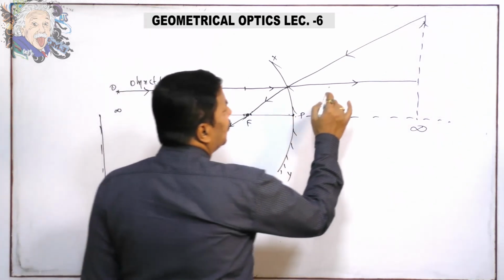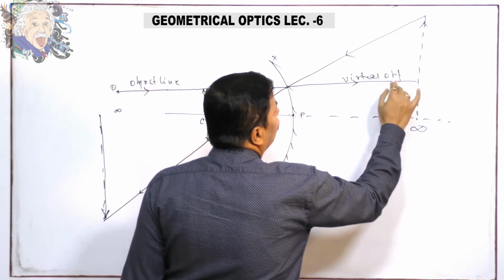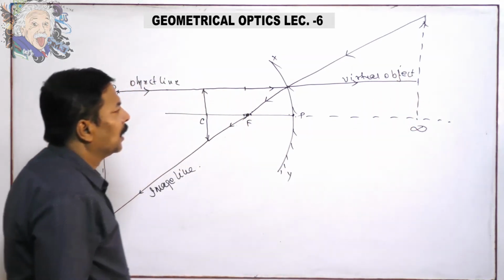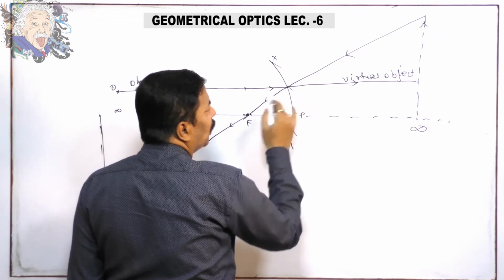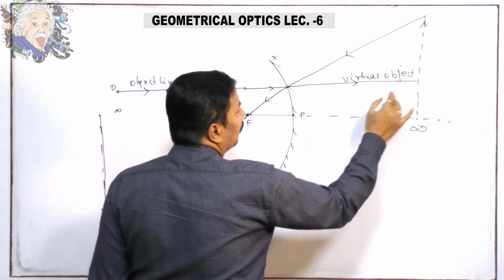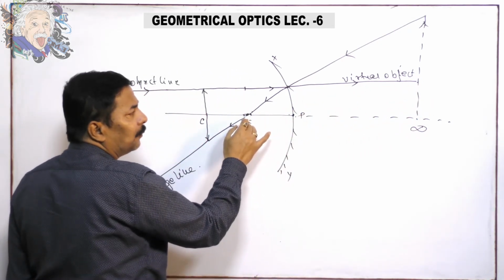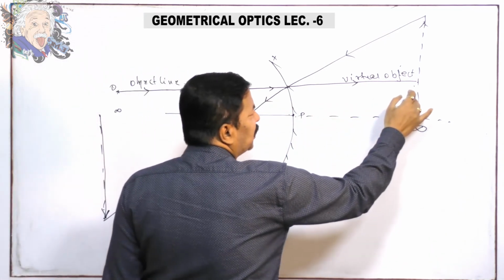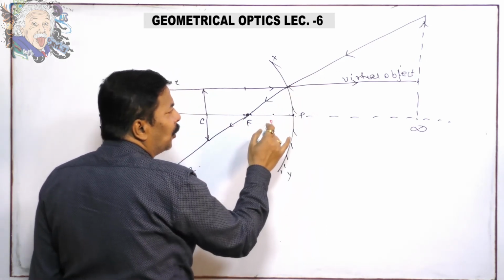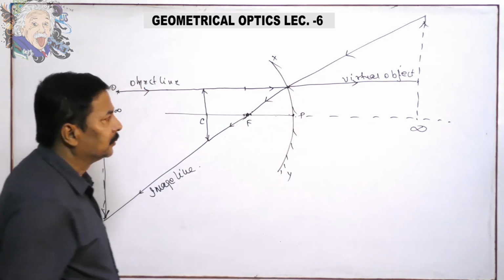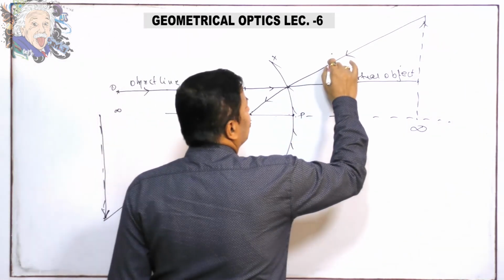And this side is representing the virtual object. Because on this side a real object is not there, if on this side the virtual object is moving from pole to infinity, if the virtual object is at infinity, you will be getting the image at focus. And as the virtual object moves from infinity to pole, the image moves from pole to focus. From this diagram, it is clear. So this is the object line and this is the image line.